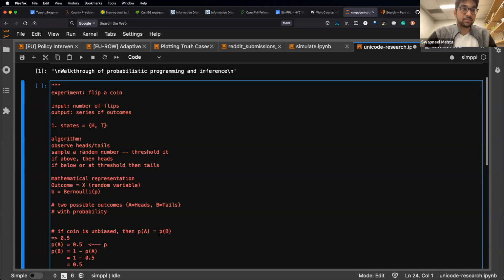So we use two facts, and we know the sum of all probabilities is equal to 1. That gives us P of A is equal to P of B is equal to 0.5. Again, this is fairly straightforward. You all already know this.